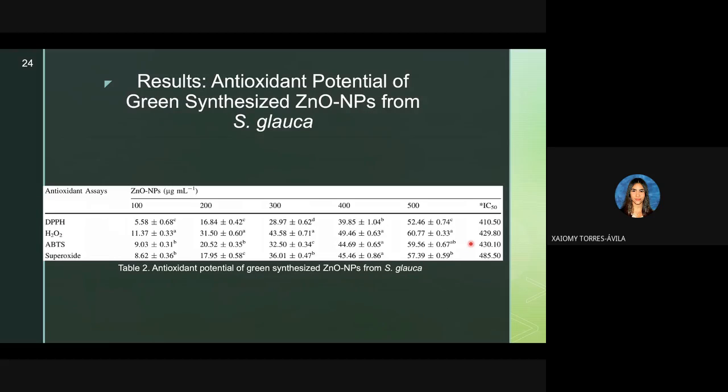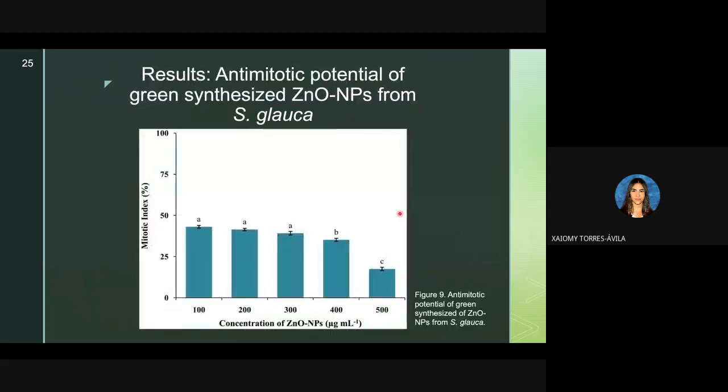Next, we have the antioxidant potential of green synthesized zinc oxide nanoparticles from S. glauca. By looking at this table, we can see that as the concentration of zinc oxide nanoparticles increased, so did the antioxidant potential. Therefore, we can say that there is a directly proportional relationship. I should also note that the values presented are the mean of 3 replicates.